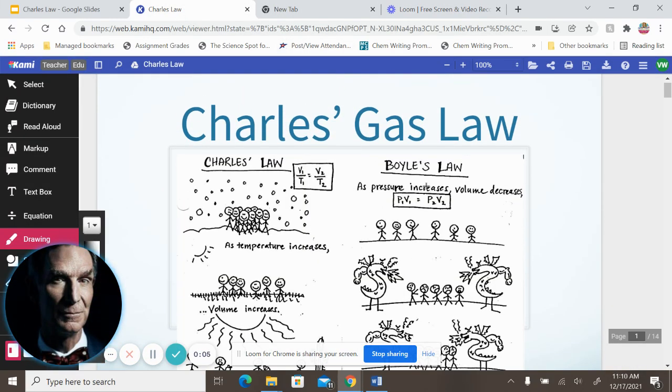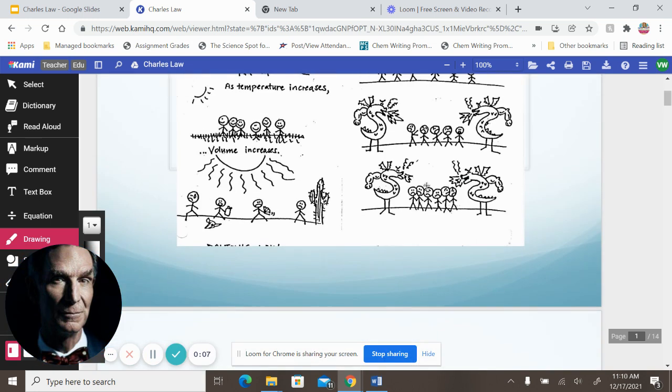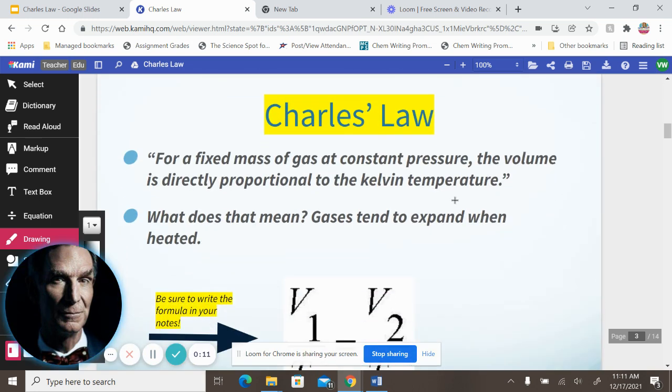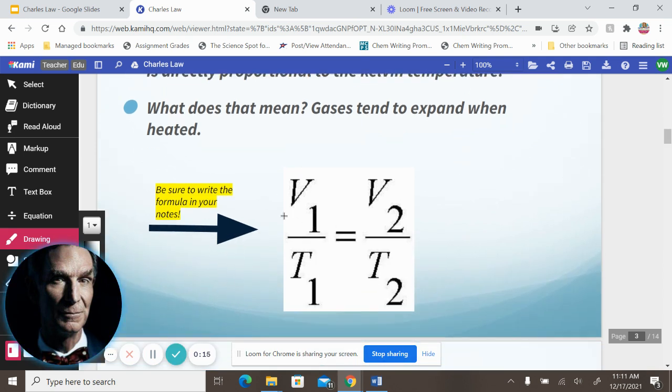Okay, we're going to go over Charles's gas law today. You should have gone through the notes already. Charles's gas law relates volume and temperature of a gas. Be sure you have this formula written down. So you'll see that it's V1 over T1 equals V2 over T2.